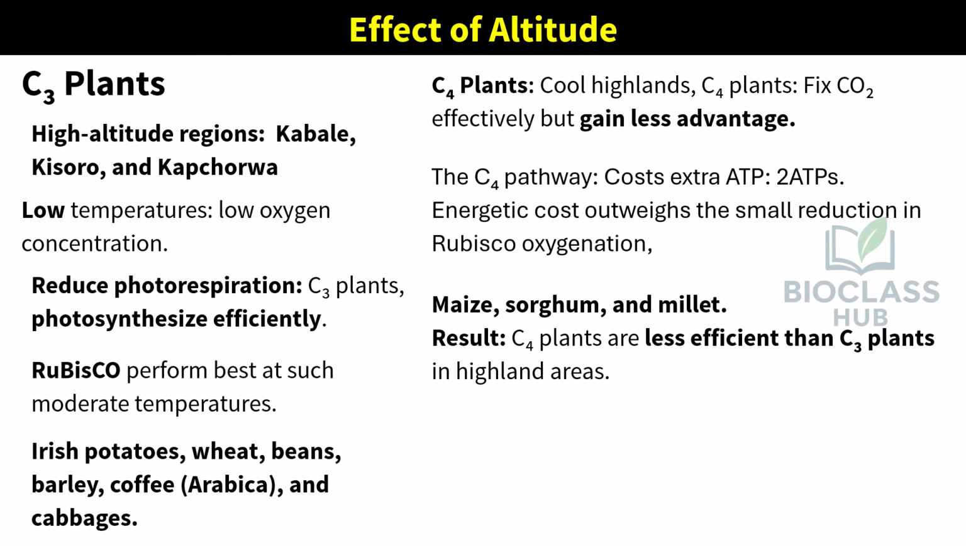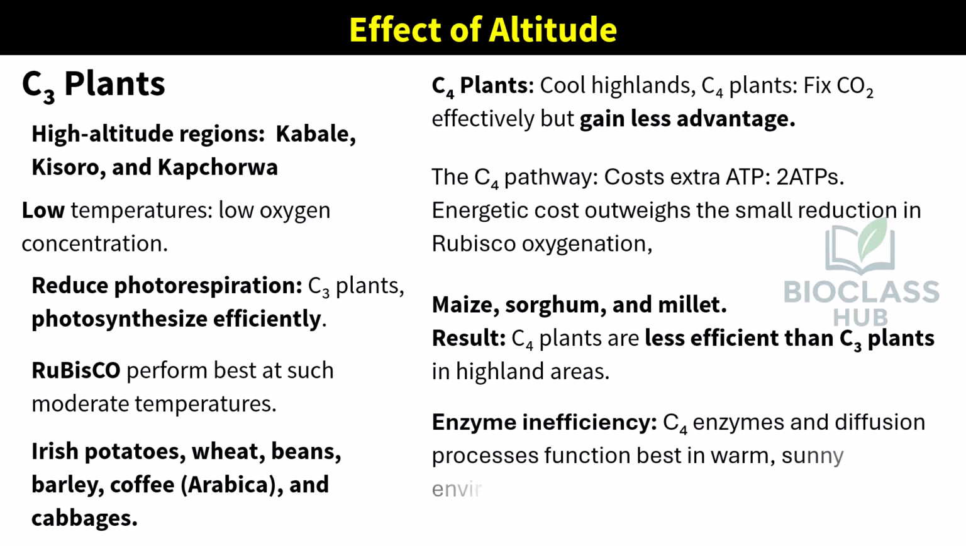C4 enzymes and diffusion processes function best in warm, sunny environments and slow down in cold conditions. Result: C4 plants are less efficient than C3 plants in Uganda's highland areas. Effect of temperature on the productivity and abundance or distribution of C4 and C3 plants.